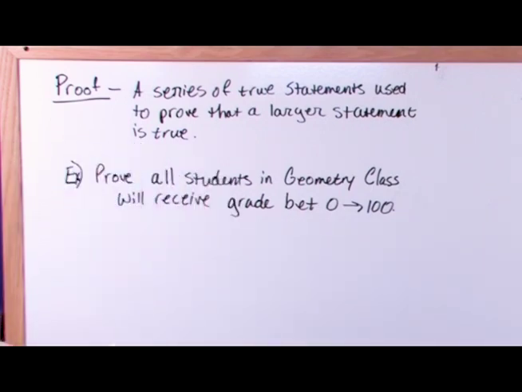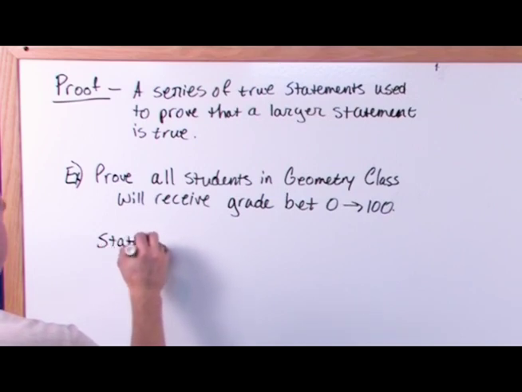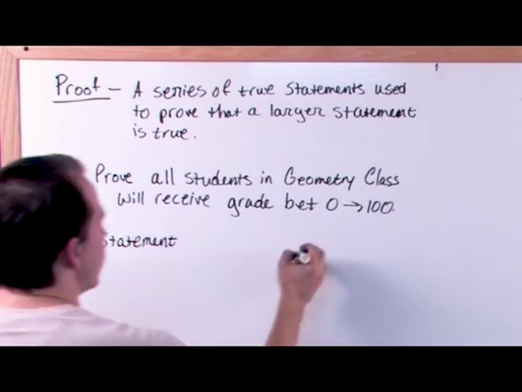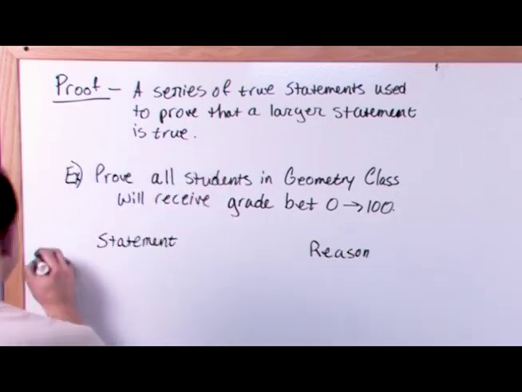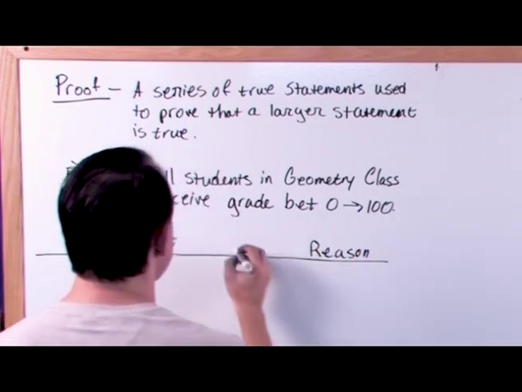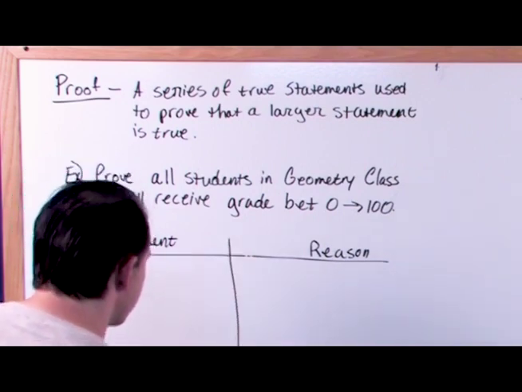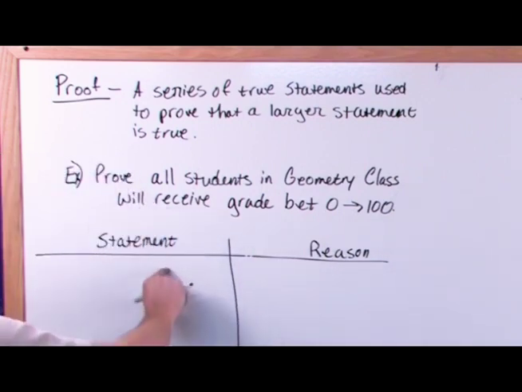Okay, so how are we going to do this? We're going to make one column called the statement column and one column called the reason column. And what we're going to do is prove something, and we're going to put what we think is true and why, and we're going to go all the way down to the conclusion.